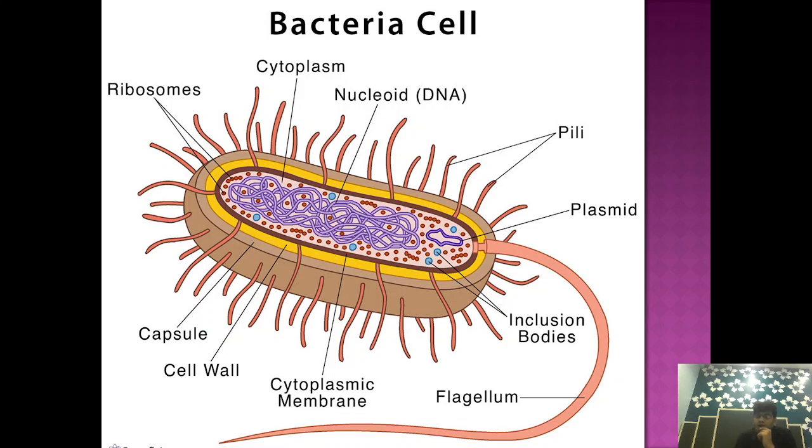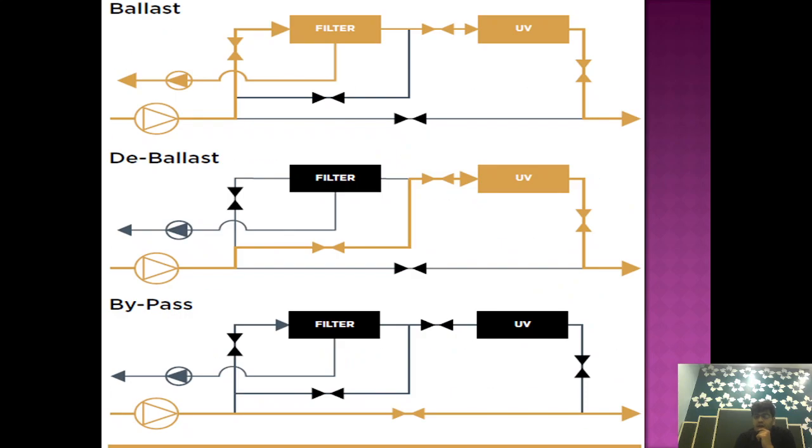To avoid this, we are passing it during the ballasting as well as deballasting. Now, if our UV treatment system goes bad, in that case we have to take dispensation and we can directly bypass the system and do the ballasting and deballasting operation.